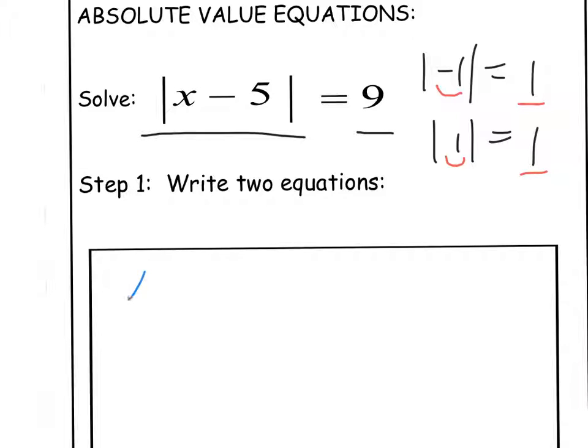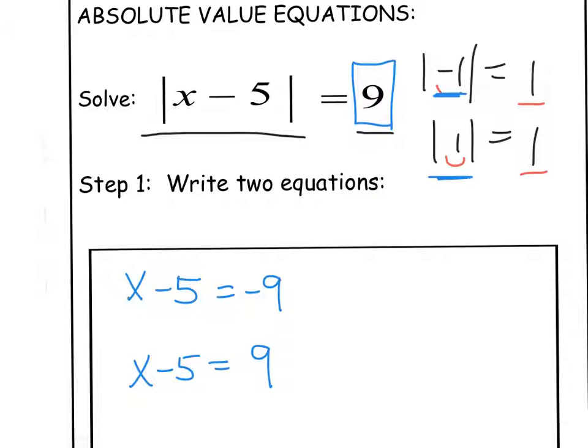We can say that x minus 5, so that's the inside value, can equal a negative value of the evaluated value. So x minus 5 equals negative 9. But we can also say, because of the positive value, that x minus 5 equals positive 9. And now we just solve each of those two problems. So let's do that right here.